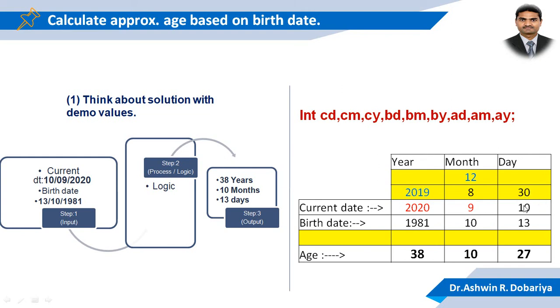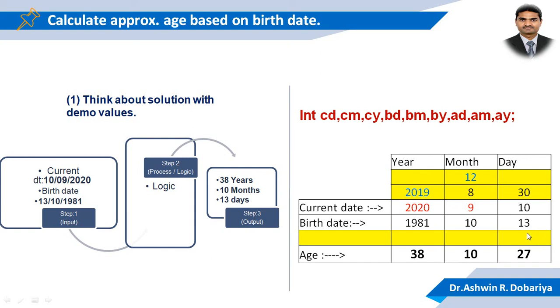We have to perform the addition of these two, right? So 40 days. Now we can easily subtract 40 minus 13, so it becomes 27. So this exercise we have to do if the current date is less and the birth date is more. But suppose, let me think of a reverse scenario. Current date is 13 and birthday is 10. Then you can directly subtract 13 minus 10, and it is 3, right?